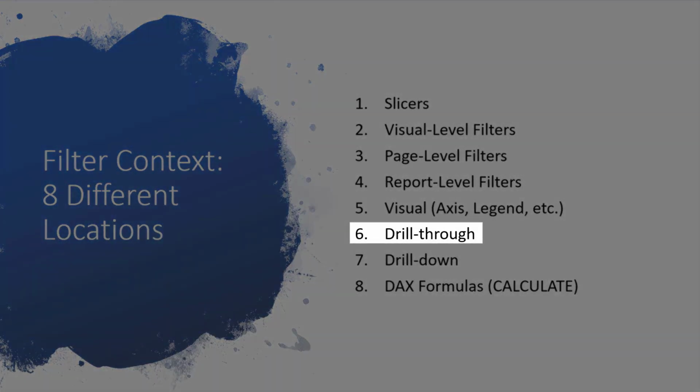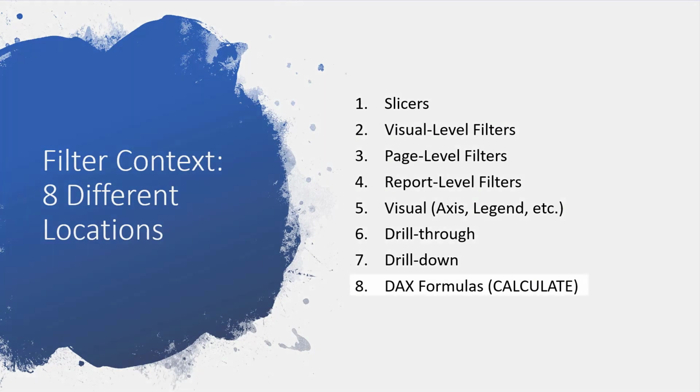Number 6, if you drill through from one page to another and carry through filters, that will filter down your measure as well. Similarly with number 7, if you drill down into a specific hierarchy, that is going to carry some filters to your measure calculation as well. And although we're just talking through this in this intro video, we're going to walk through each of these examples.